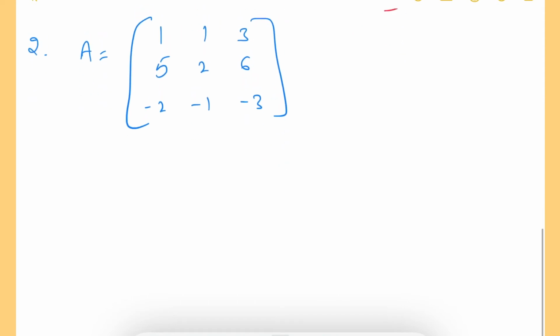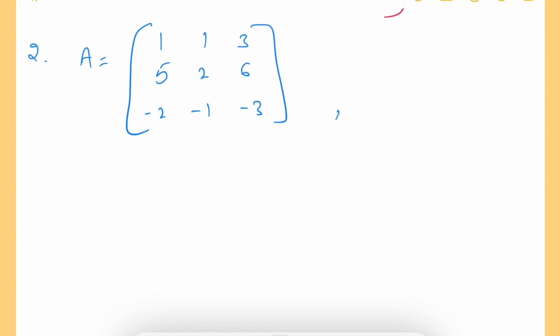Matrix A is given as 1, 1, 3, 5, 2, 6, minus 2, minus 1, minus 3. Then he is asking us to find the value of A power 3. So A power 3 is nothing but A into A into A. So first I will find the value of A into A, that is nothing but A square. So A square equals A into A.